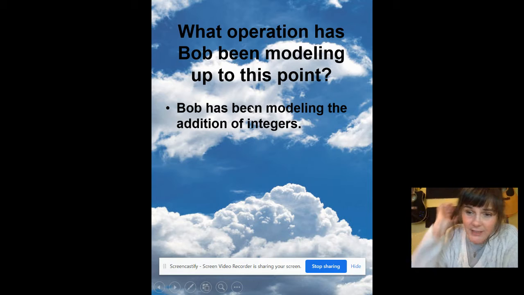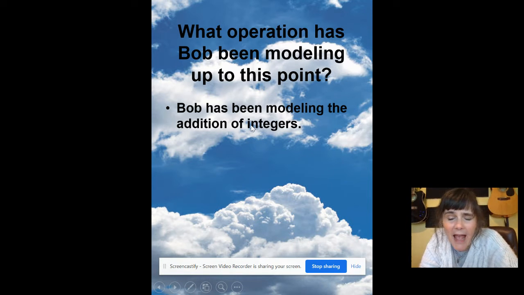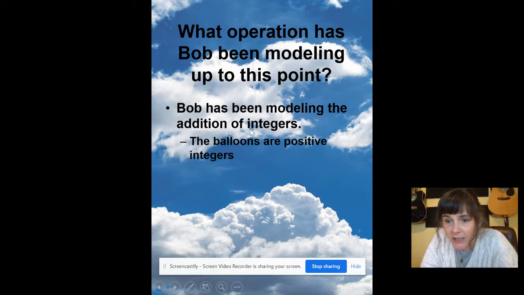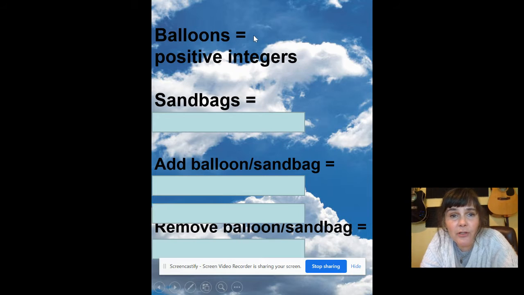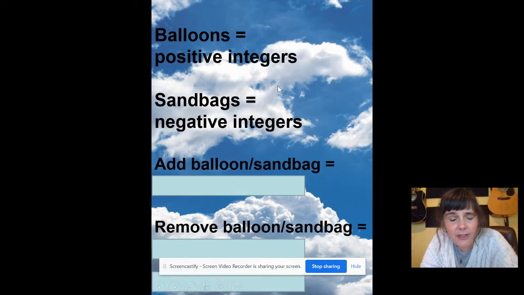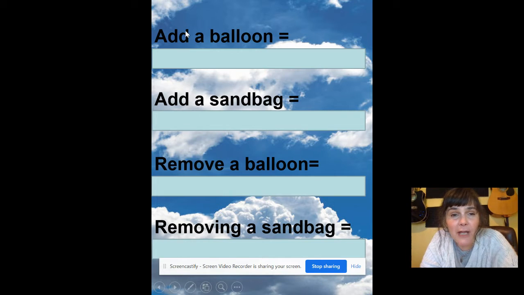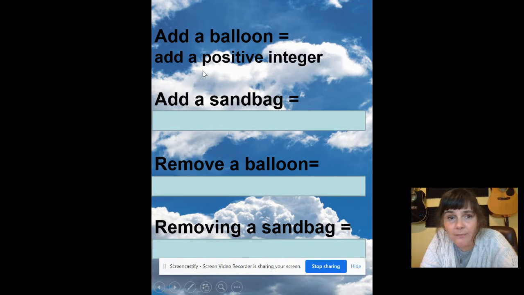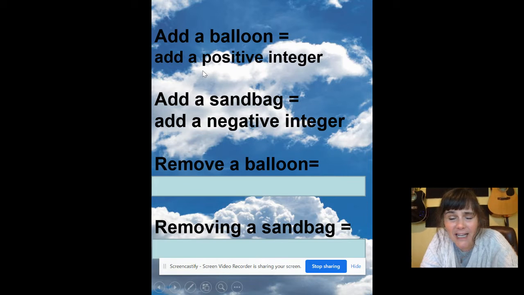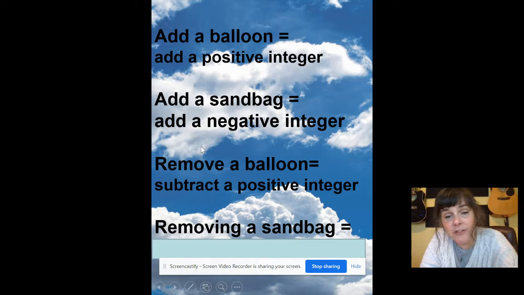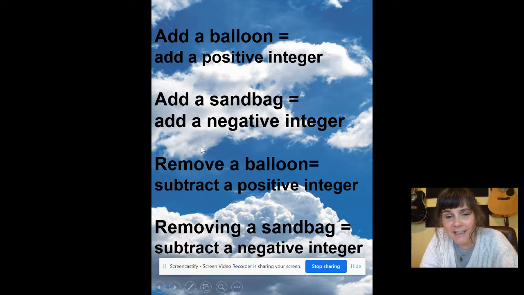So up to this point, Bob's been modeling for us adding integers. So if we add a balloon, we're like adding a positive, and if we add a sandbag, we're adding a negative. So balloons equal positives. Sandbags equal negatives. If we add a balloon or a sandbag, we're just adding. If we take one away or remove one, then we're subtracting. So if we add a balloon, adding a positive. Adding a sandbag, adding a negative. Removing a balloon, subtracting a positive. Removing a sandbag, subtracting a negative. And when we start subtracting negatives, things get a little weird.